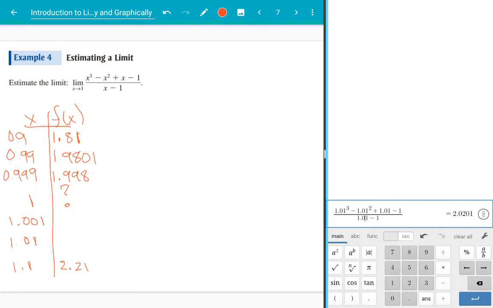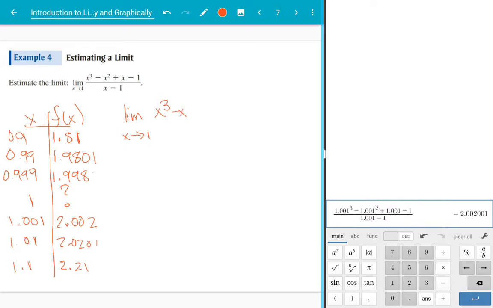All right, 2.0201. And one more 0 in the front. And we should have our limit here. All right, so we get 2.002. All right, so what number is it getting closer and closer and closer to as we push closer and closer to this one? Well, it looks like the limit of our function here as x approaches 1 is going to be equal to the number 2.